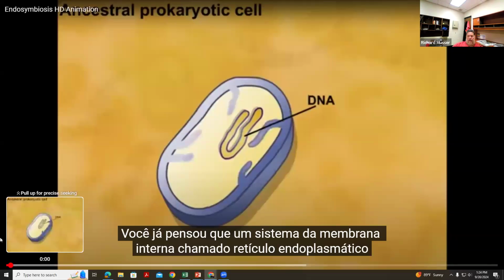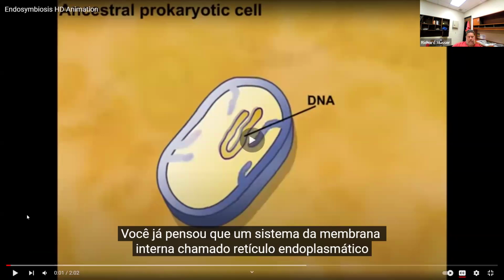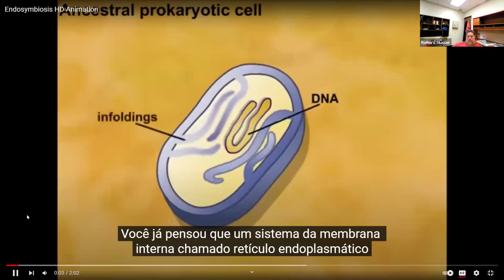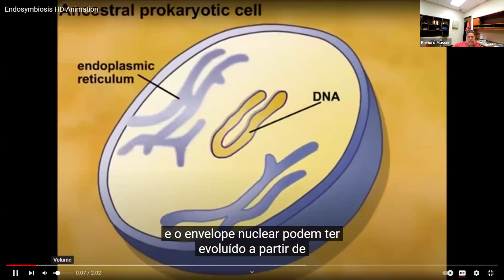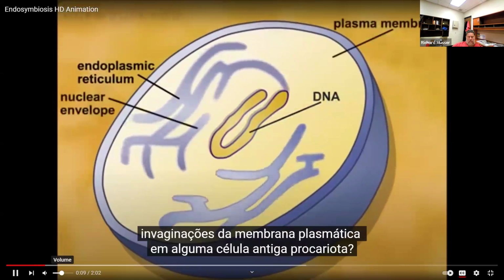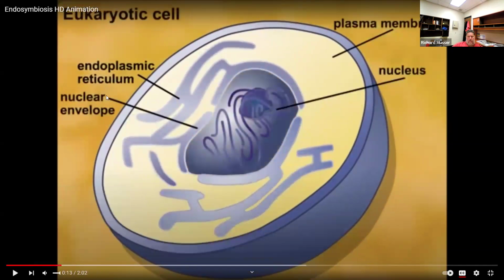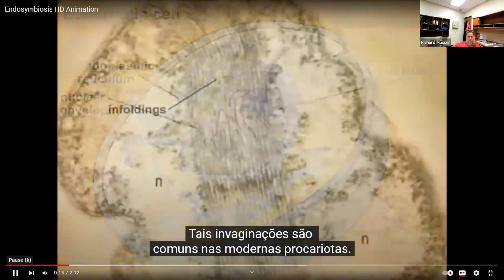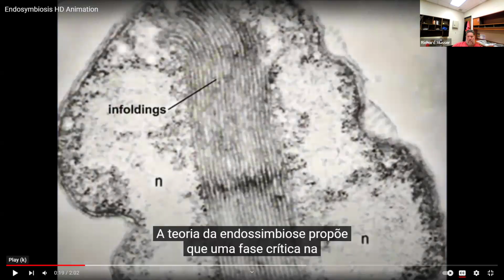All right, so here's an animation that could help describe the endosymbiotic theory. The internal membrane system, called the endoplasmic reticulum, and the nuclear envelope may have evolved from infoldings of the plasma membrane in an ancestral prokaryotic cell. Remember, these membranes are made of phospholipids. Such infoldings are common in modern prokaryotic cells, like bacteria.